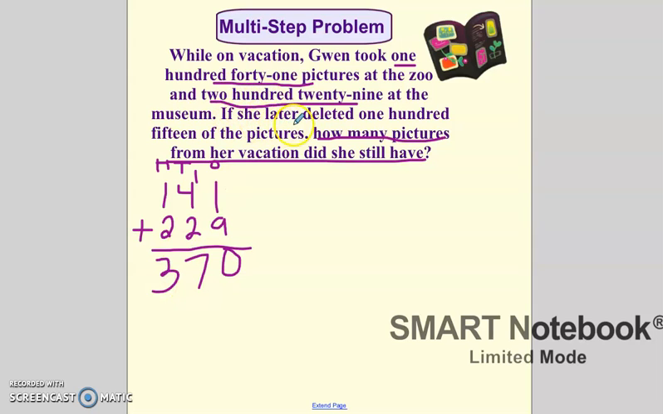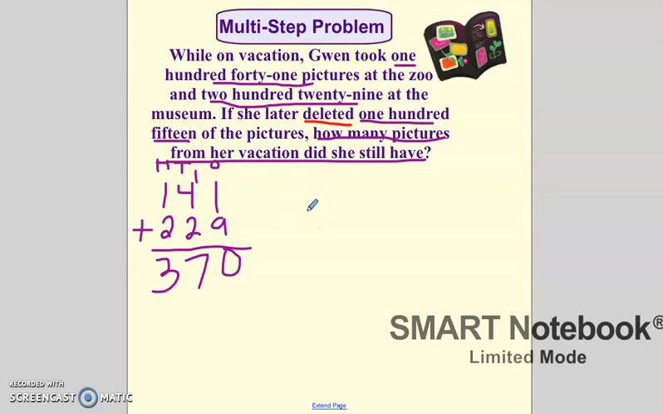It says if she later deleted 115 pictures, how many does she still have left? What is that key word that tells us what we're going to do to the next part of our problem? If you guys said deleted, kiss your brains. Okay, so what numbers are we going to use to subtract? If you guys said our sum and 115, you got it right.